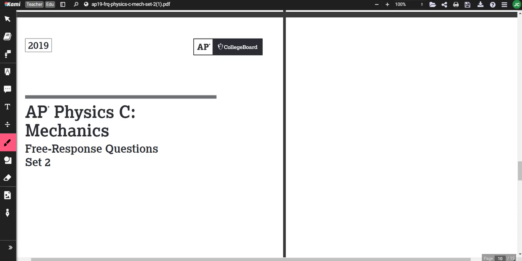Everyone. So this is the third and final question from the 2009-19 AP Physics C Mechanics question, set 2. Again, this is the rotation stuff. I always recommend you try to practice this yourself. The link to the question and the answer key are in the description below.